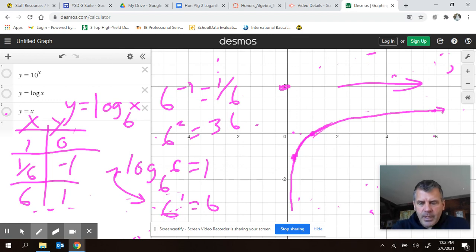Weird functions, but lots of application in the real world, and we'll see that at some point here.